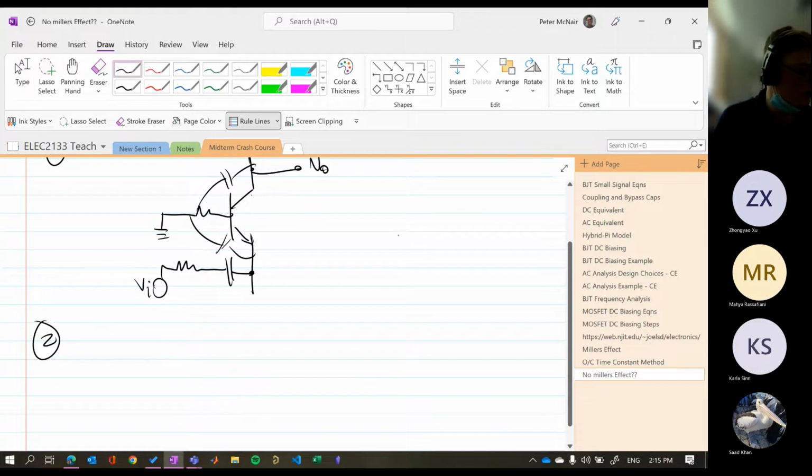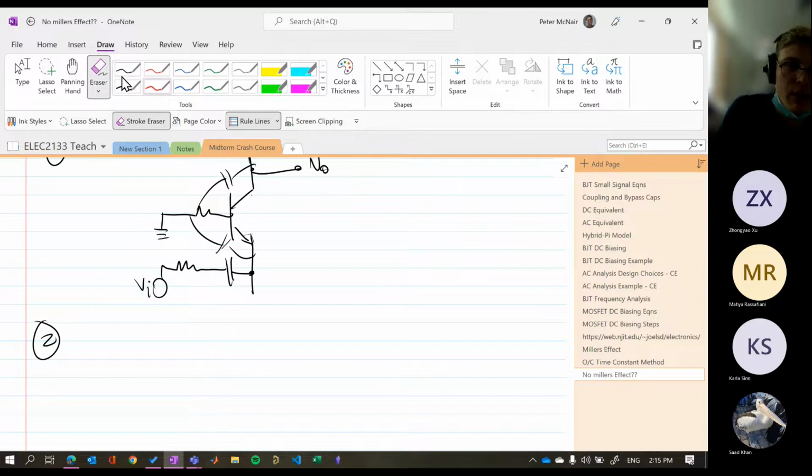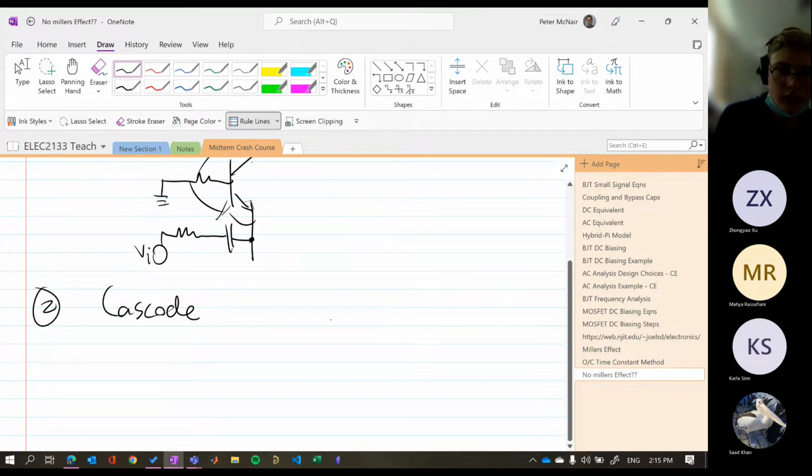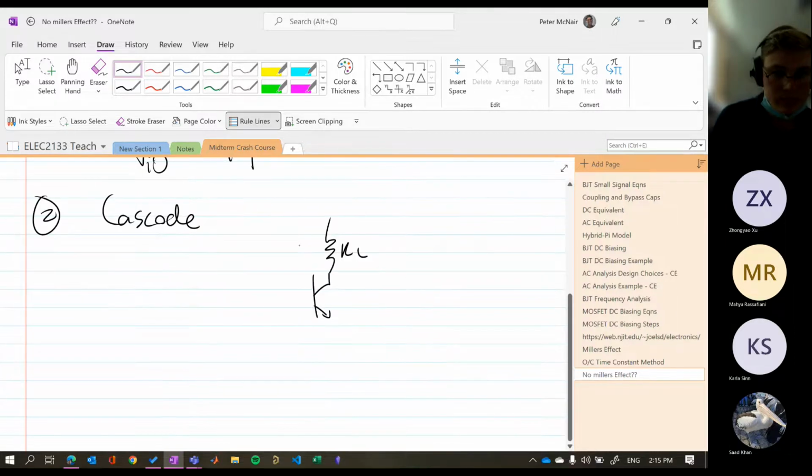We can also sort of combine transistors. So if we use something called Cascode, we've got a load resistance coming into a BJT. And then into another BJT. And this is RE. And then our input VS is here.